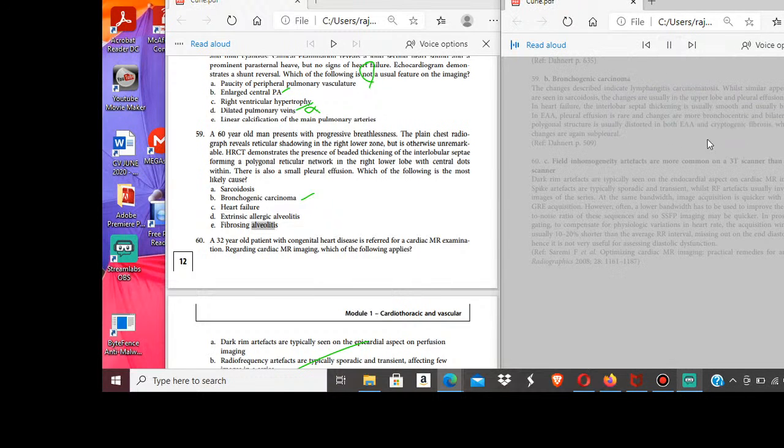59. B. Bronchogenic carcinoma. The changes described indicate lymphangitis carcinomatosa. While similar appearances are seen in sarcoidosis, the changes are usually in the upper lobe and pleural effusion is rare. In heart failure, the interlobular septal thickening is usually smooth and usually bilateral. In EAA, pleural effusion is rare and changes are more bronchocentric and bilateral. The polygonal structure is usually distorted in both EAA and cryptogenic fibrosis, where the changes are again subpleural. Ref. Dannert P. 509.